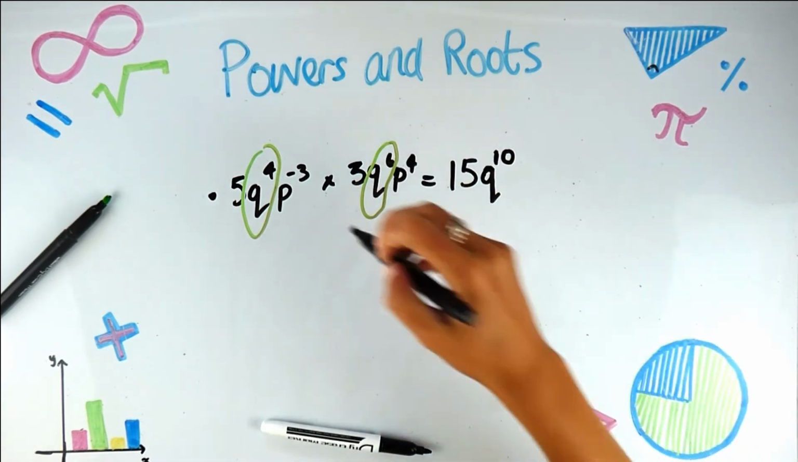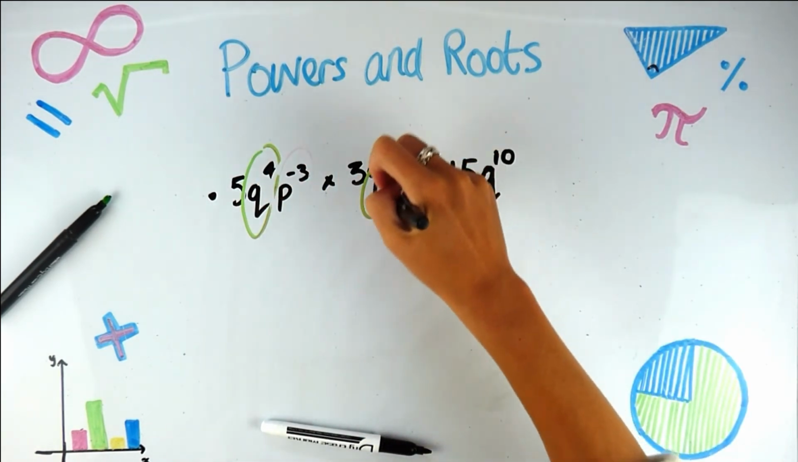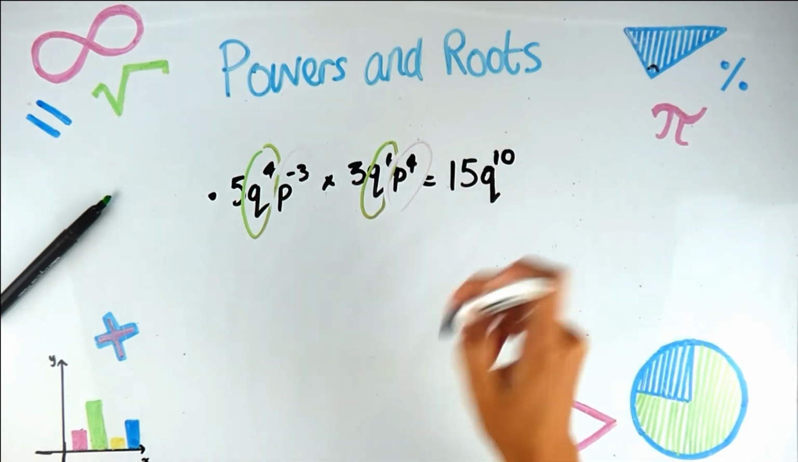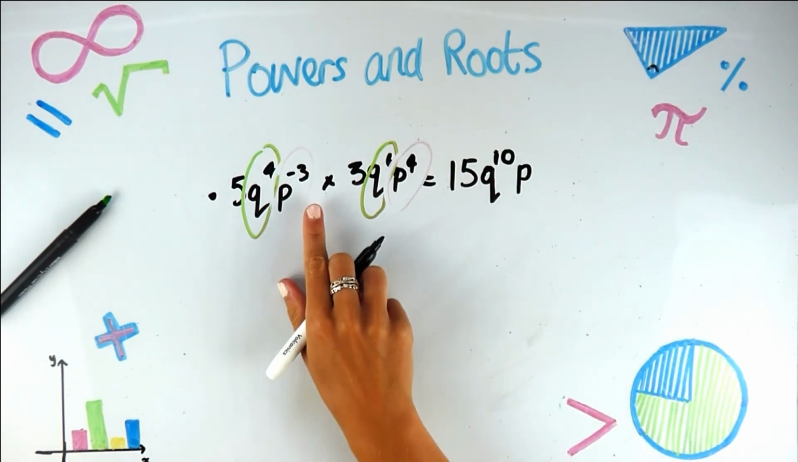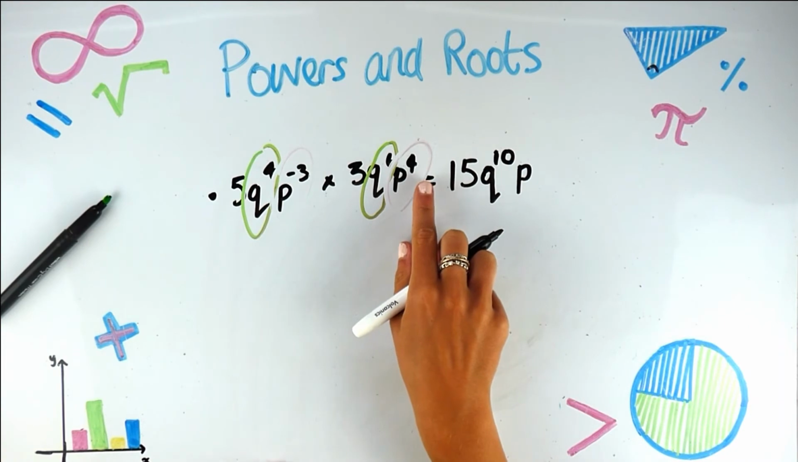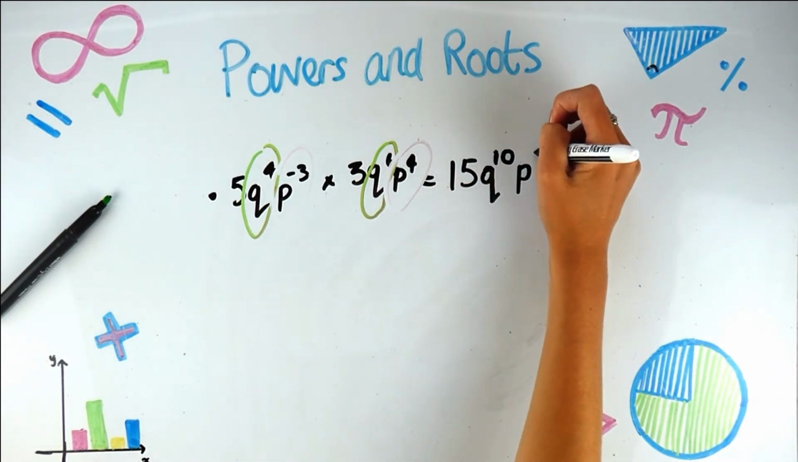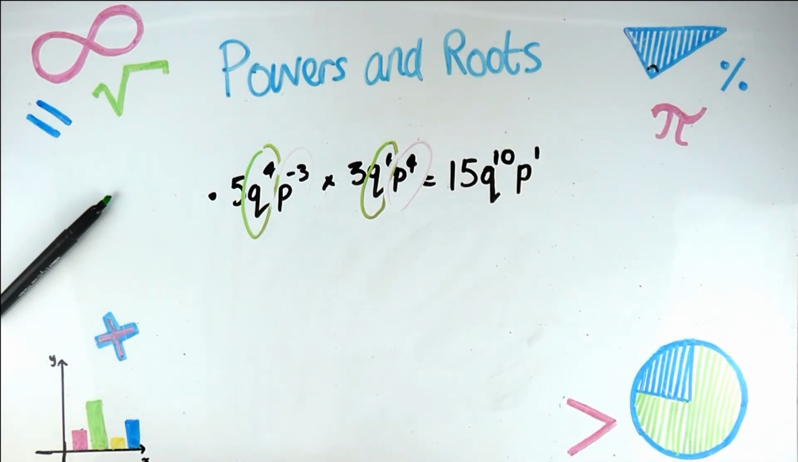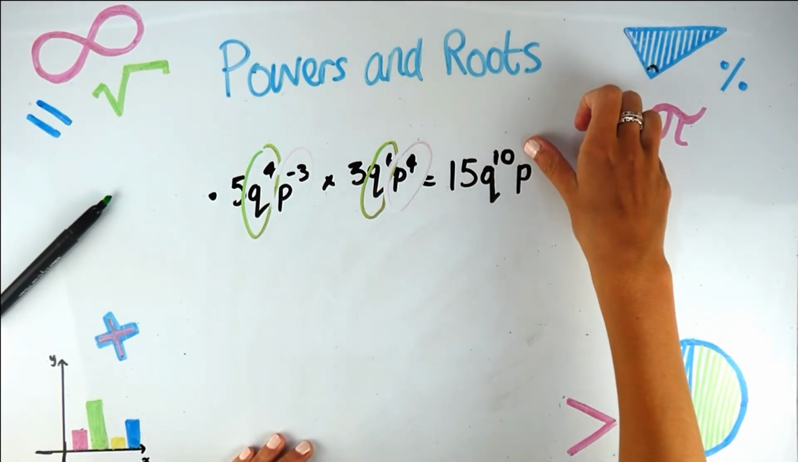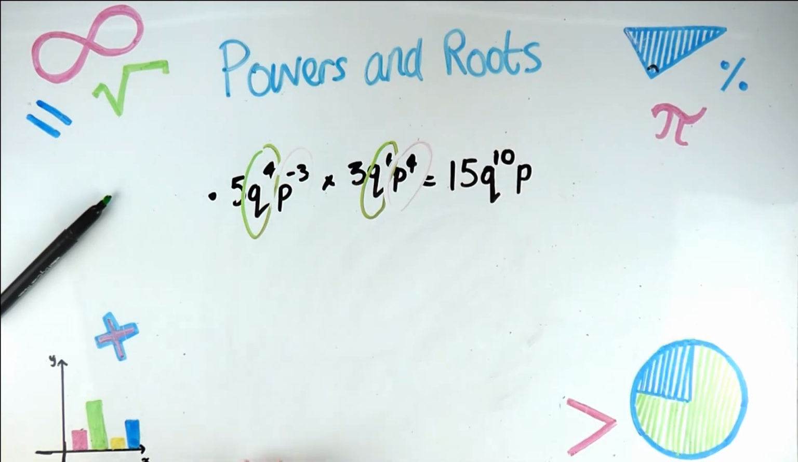Then we have to deal with the p's. This is basically a rubber at this point. So you've got p to the minus 3 multiplied by p to the 4. So it's multiplying, so we're adding. So minus 3 plus 4, which is p to the 1, but we don't need that 1 there, because p to the 1 is the same as p.